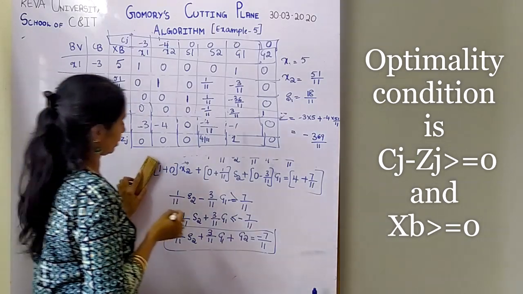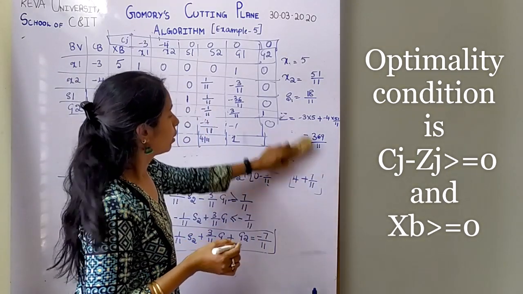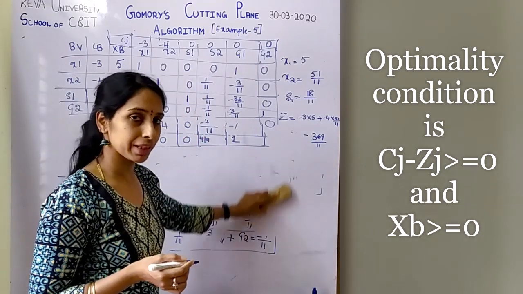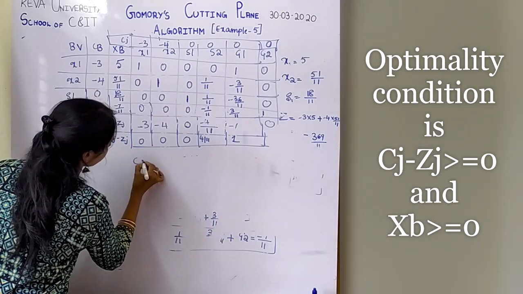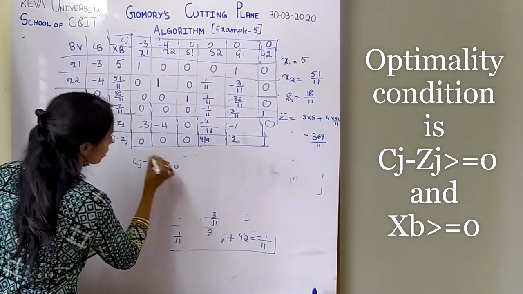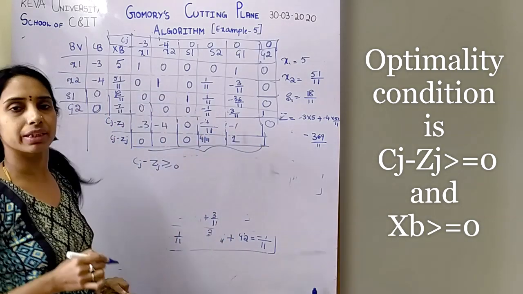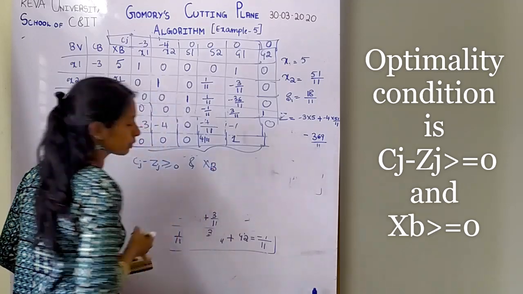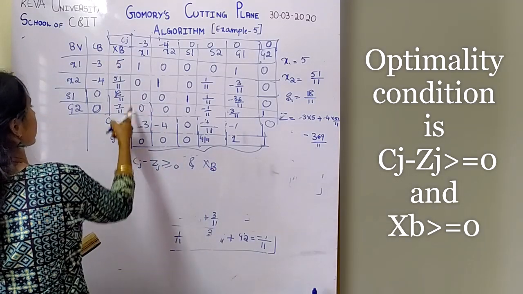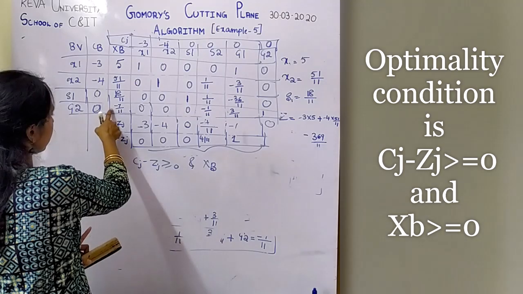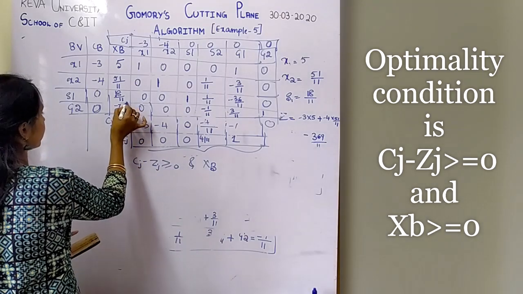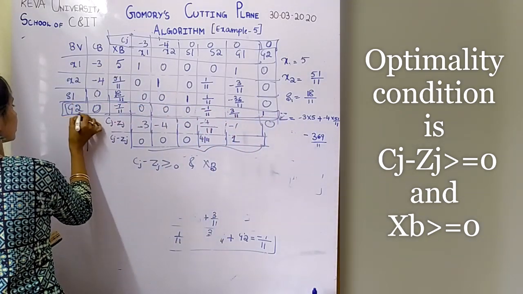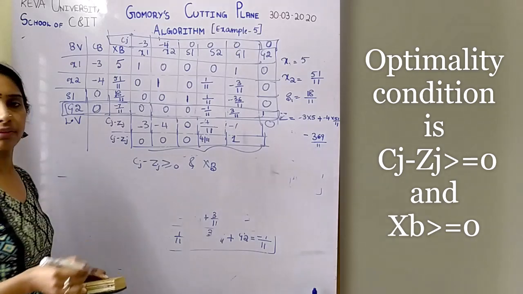What is our next task? Again you find out whether we have reached our optimality condition. What does the optimality condition say? Cj minus Zj should be greater than or equal to 0. Yes, all our Cj minus Zj are greater than or equal to 0, and then you check whether xb values are positive. Whether xb values are positive here? No, we have a minus symbol here. This indicates we have to further continue the iteration, and this will be considered as the leaving variable.